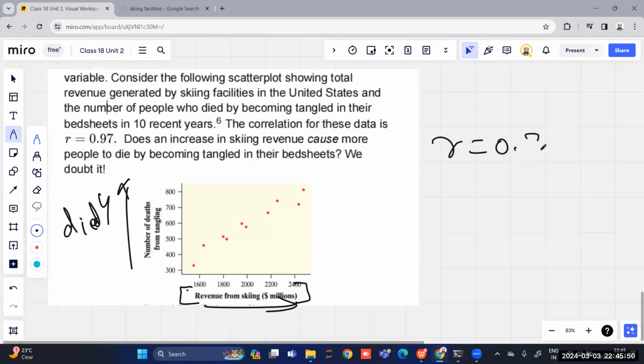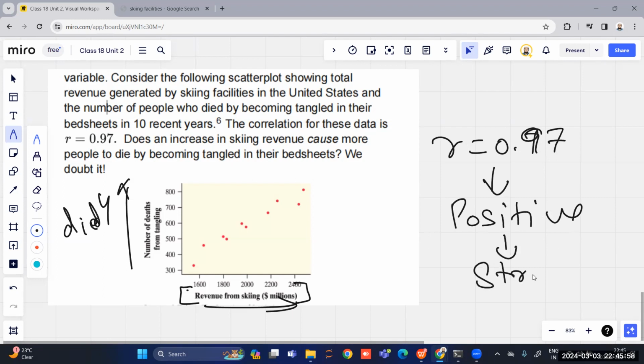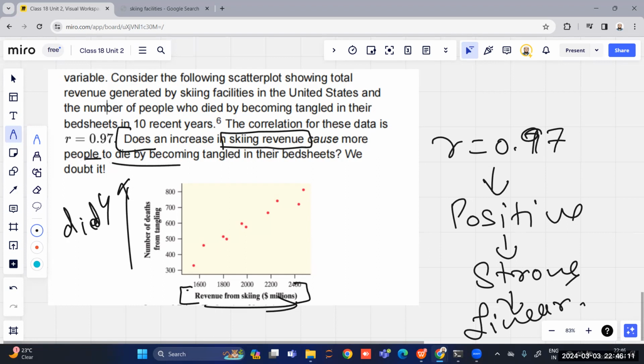So it is 0.97. What can we say about this? Interpret the result about the correlation. It is positive. It is very strong, yes or no? And it is also linear. So what is the question asking? Does an increase in skiing revenue cause more people to die by becoming tangled in their bed sheets? Can we say this?